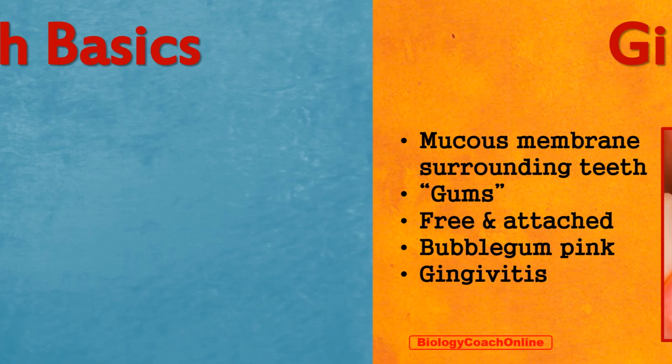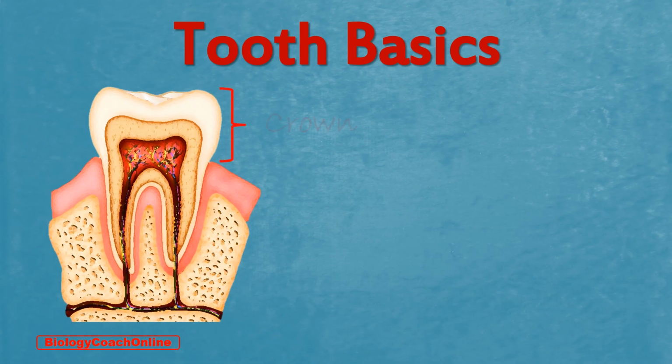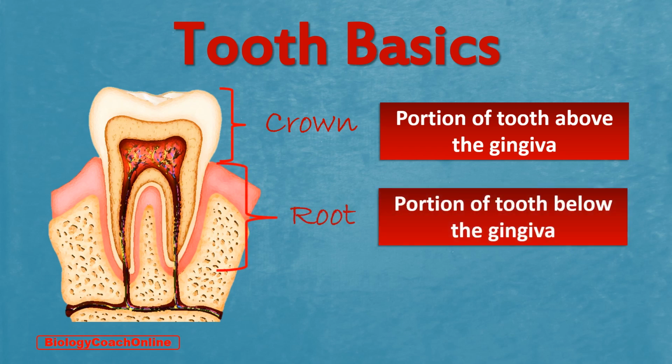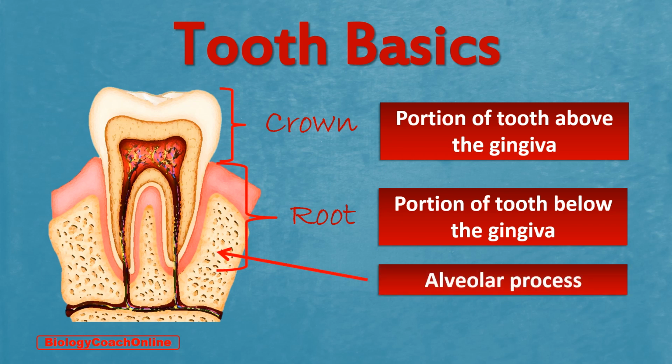So back to basics. This part of the tooth is called the crown. Now the crown is that section of the tooth above the gingiva. It's the part of the teeth that I see when you smile. The root, then, is that part of the tooth below the gingiva and which is encased in bone. That bone is called, as you now know, the alveolar process.